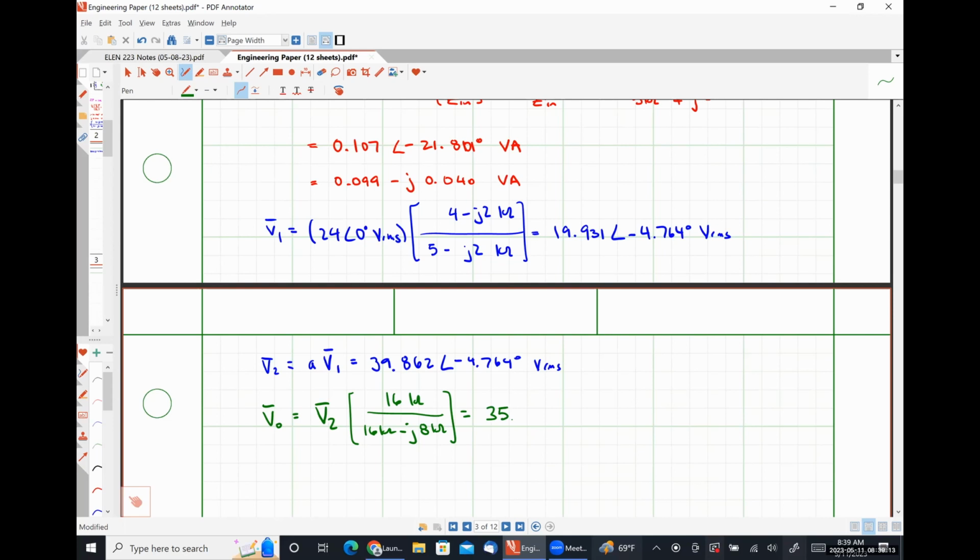So I get 35.654 angle 21.801 degrees volts RMS. There we go. Anything wild, crazy about that? No. Ideal transformers make lives much, much easier, right?